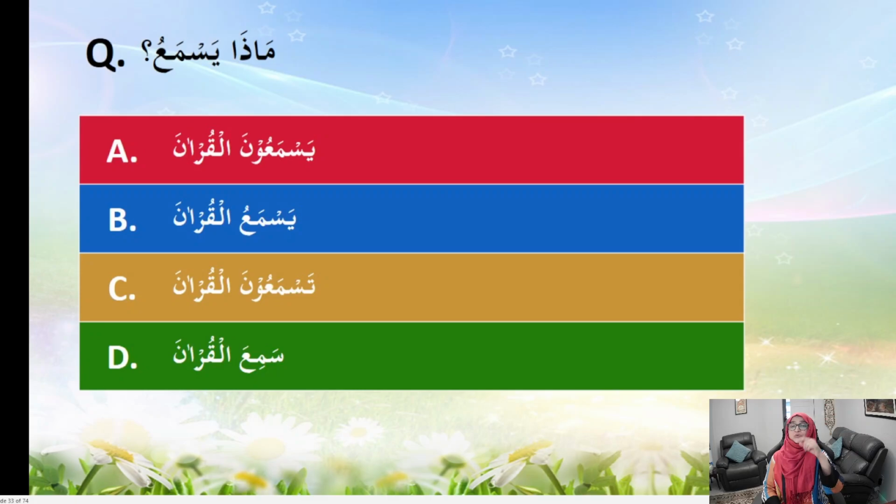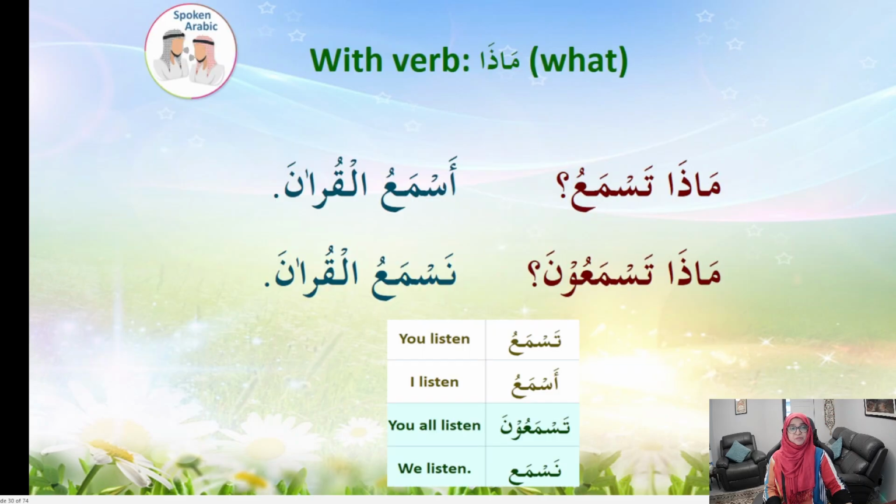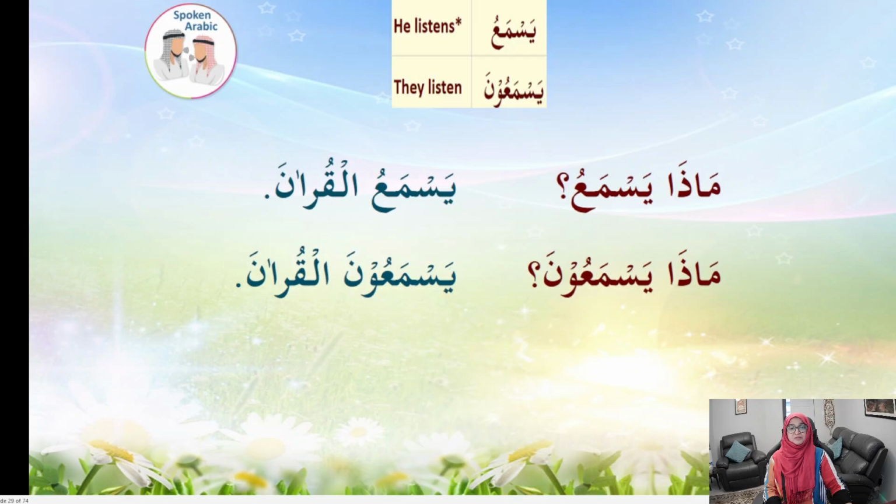So if I ask you, what do you listen? The answer is going back to you. See? And remember this. For example, ماذا يسمع? What does he listen? You'll say he listens to the Quran. And if you say ماذا تسمعون? What do they listen? You say they listen to Quran. So the question is to them and the answer is also going back on them.